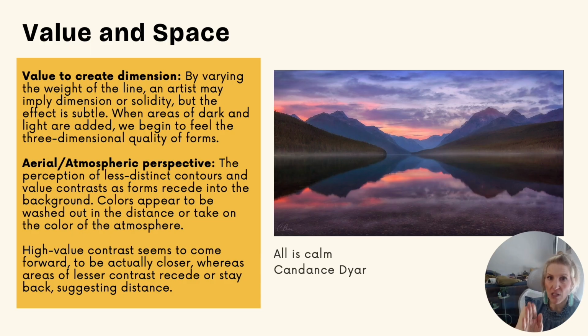By varying the weight of the line, an artist may imply dimension or solidity, but the effect is subtle. When areas of dark and light are added, we begin to feel the three-dimensional qualities of the forms. Again, that aerial atmospheric perspective is related to value as well as illusion, as well as perspective. And this is the perception, again, of less distinct colors and value contrast as forms recede into the background. Colors appear to be washed out in the distance or take on the color of the atmosphere.